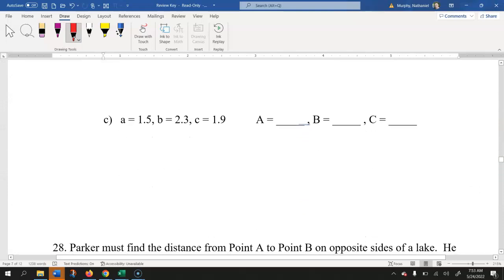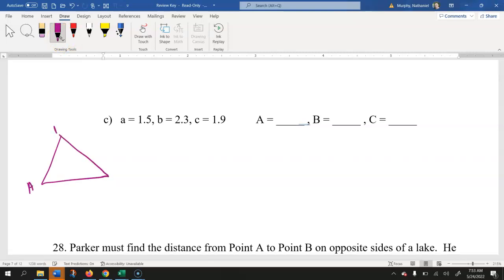All right, let's look at part C here for 26. So let's do what we've been doing. Let's draw our triangle. This is a side-side-side situation where we know all three sides. So we're going to start this one out by using the law of cosines again.